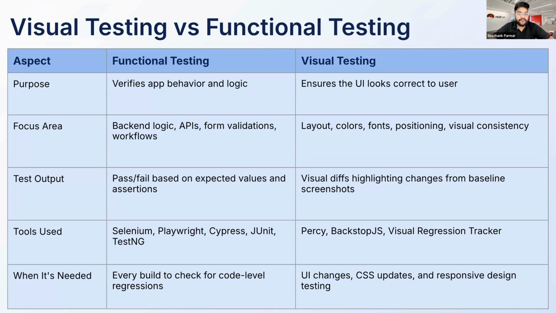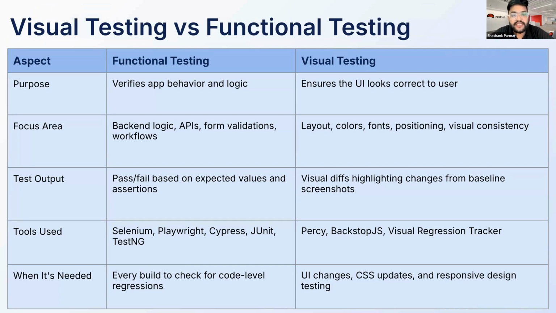Apart from this, automation can be implemented with the help of Selenium, Playwright, and Cypress. We can achieve functional testing with them. But for visual testing, we need the help of Percy, Backstop.js, and visual regression tools, right?